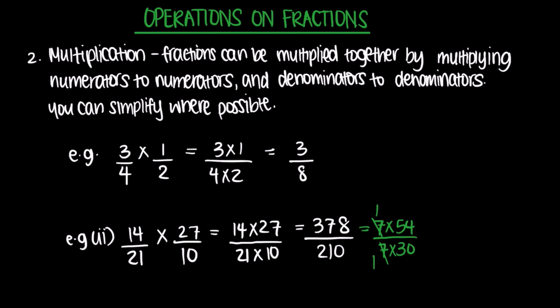We can also factor out a 6 from both the numerator and the denominator, as 6 goes into 54 9 times and 6 goes into 30 5 times. This means we're left with 9 over 5. This simply means that 378 over 210 and 9 over 5 are equivalent fractions, which we mentioned some videos ago.